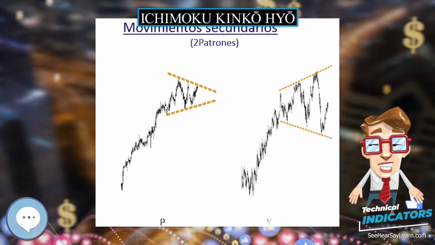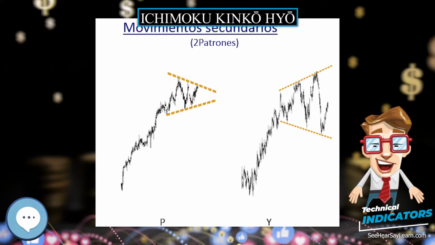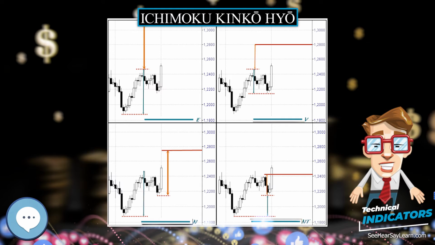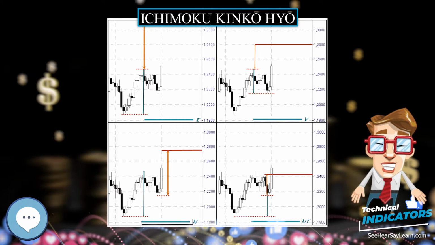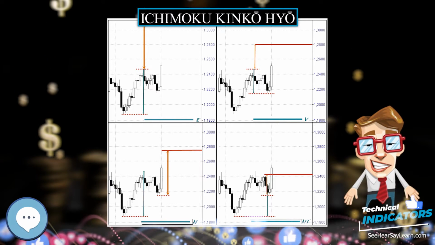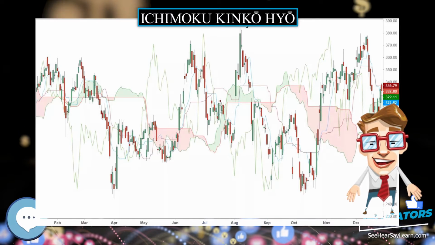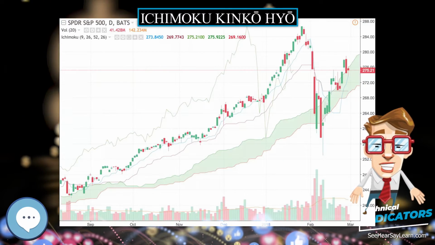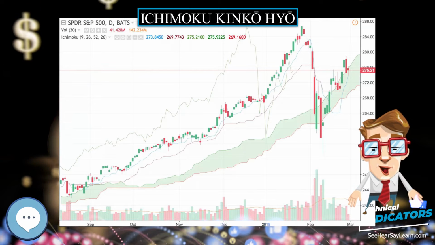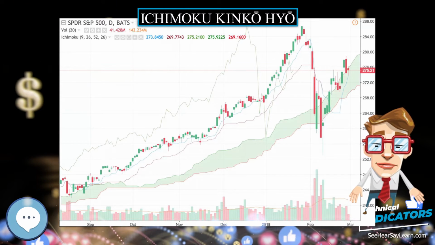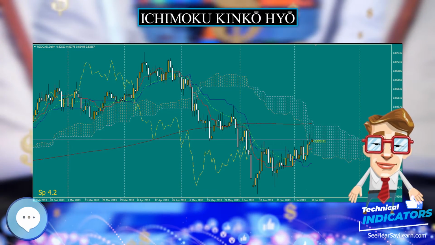History. It was developed in the late 1930s by Goichi Hosoda, a Japanese journalist who used to be known as Ichimoku Sanyin, which can be translated as what a man in the mountain sees. He spent 30 years perfecting the technique before releasing his findings to the general public in the late 1960s.